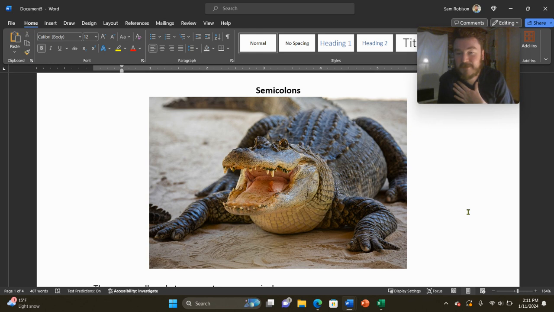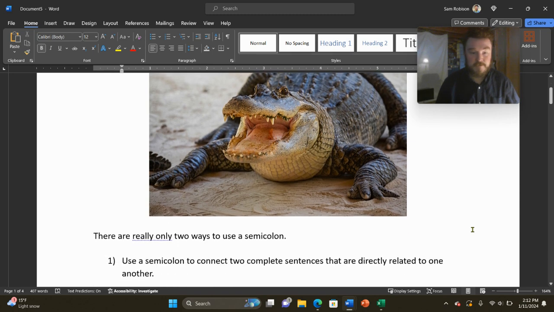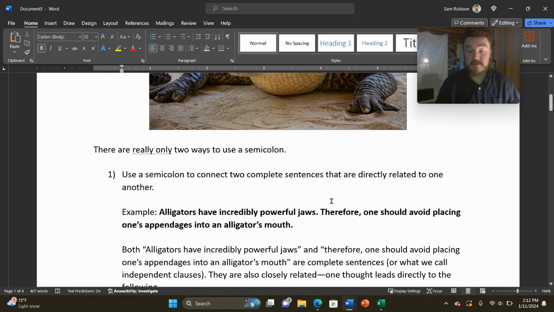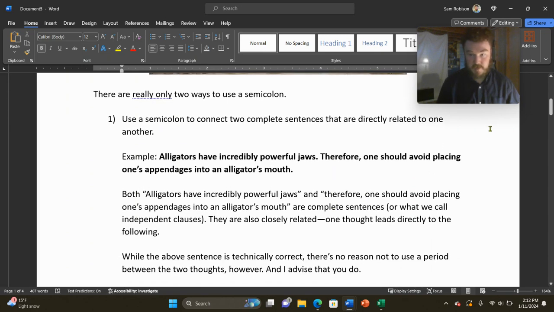To me, these are sort of the two ways of using a semicolon. But you'll see one is sort of standard and the other has a little more nuance. So let's jump right in. Number one, use the semicolon to connect two complete sentences that are directly related to one another. Right? This is, I have found, sort of what most students come to college with the knowledge of, right? You use a semicolon to connect two independent clauses or complete sentences that are related to one another, right?